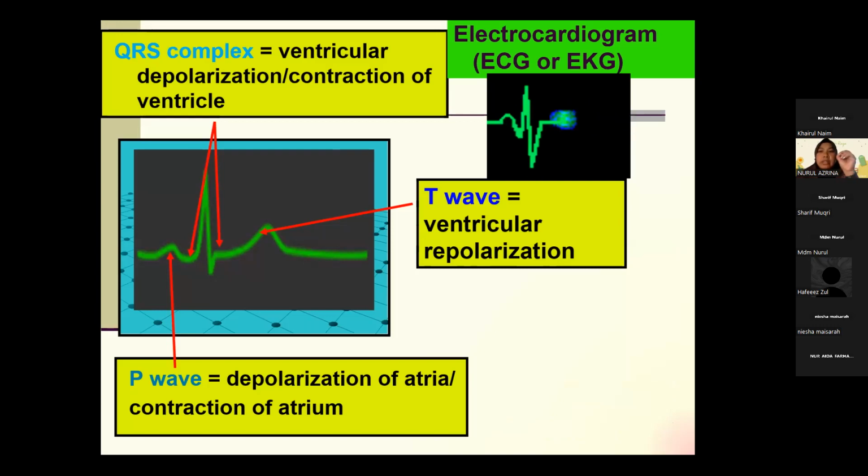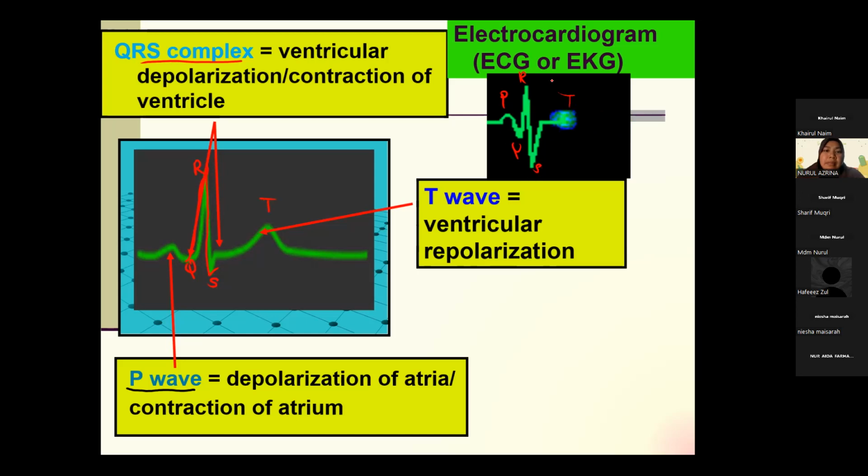Right. So all the waves that you can see in the ECG are given a symbol. We have the first peak, which we call the P wave. Next peak is QRS. Right. And this one is the T wave. Okay, so here we have P, Q, R, S, and T.